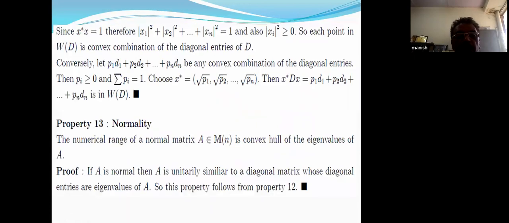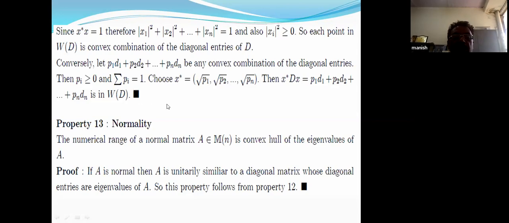Conversely, let us have an expression of this form, that is, a convex combination of diagonal entries. Then we can choose X star to be root p1, root p2, up to root pn. Then X star X is 1. Why? Because the sum of pi is 1. So X star D X is again this convex combination, which is in W(D).